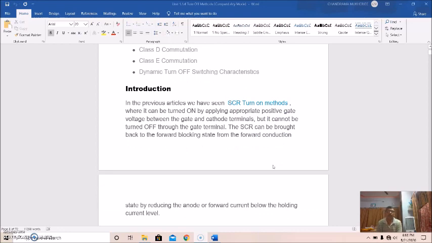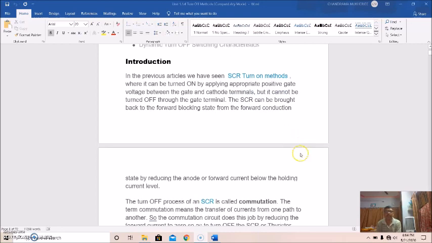Now, in the earlier class, I talked about the SCR turn-on methods, that it can be turned on by applying an appropriate positive gate voltage between the gate and the cathode terminals, but it cannot be turned off by the gate terminal. So the SCR can be brought back to the forward blocking state from the forward conduction state by reducing the anode or forward current below the holding current level. If you remember the VI characteristics of the SCR, you find the IH, that is the holding current, which was just below the latching current.